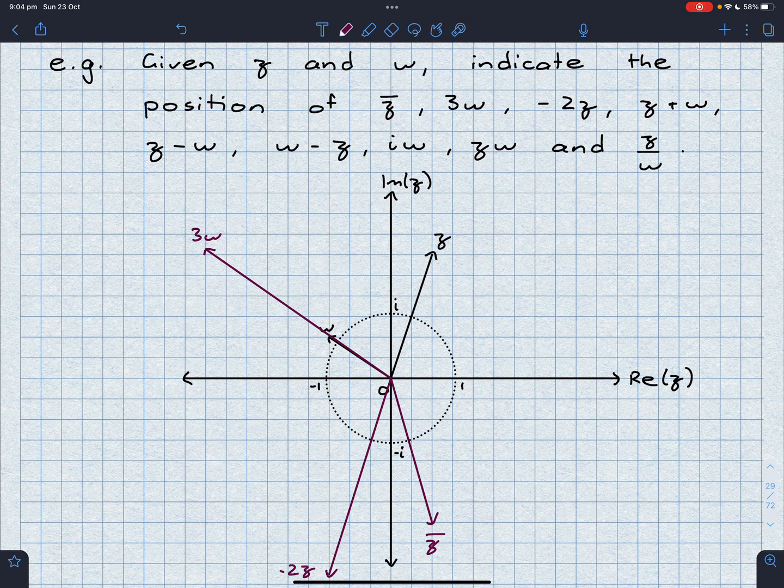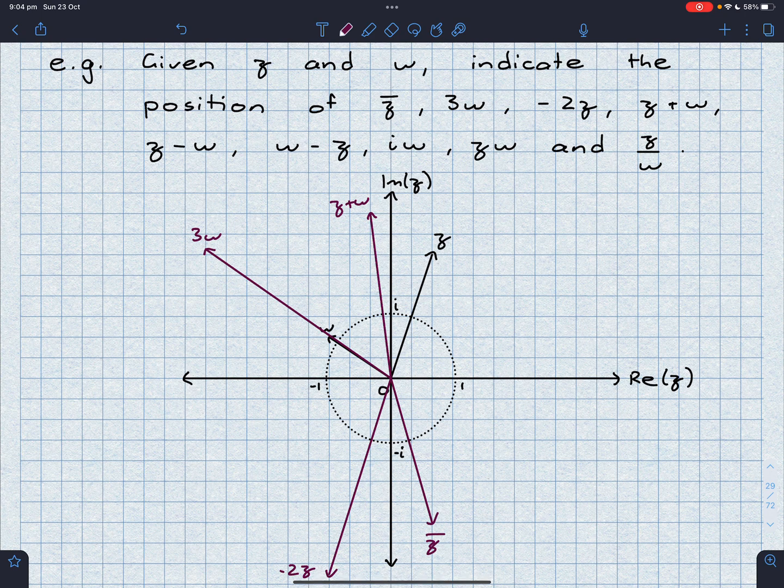z plus w is the same as if I put w on the end of z, or z on the end of w. I might do that because I can be a little bit more accurate. So if I take z and put it head to tail with w, that tells me that z plus w goes just up there. So if I were to add both those extra vectors, I would have a parallelogram, and that would be the diagonal.